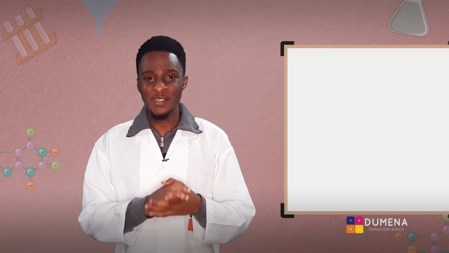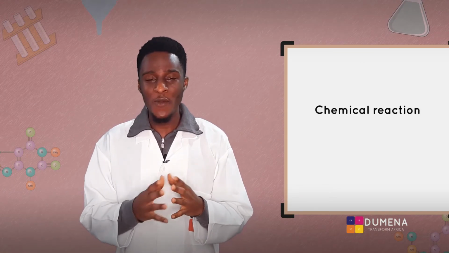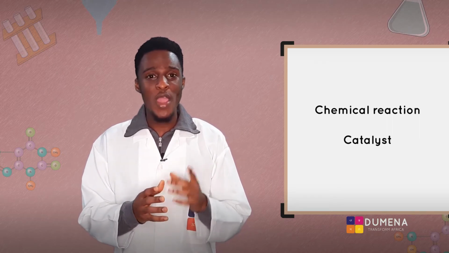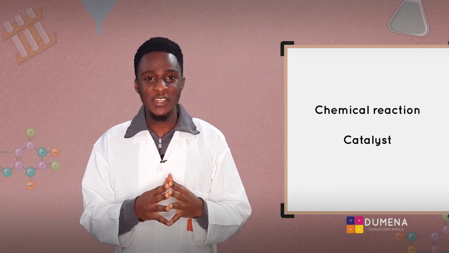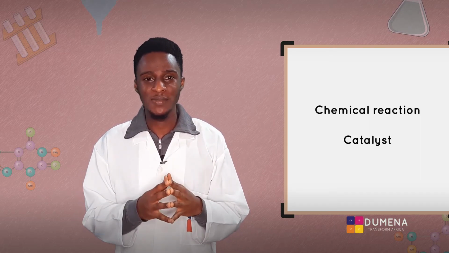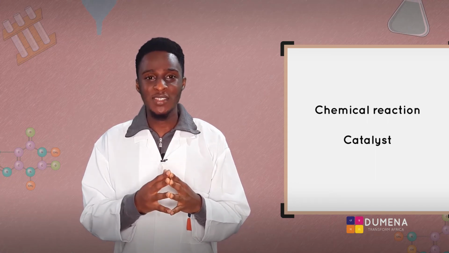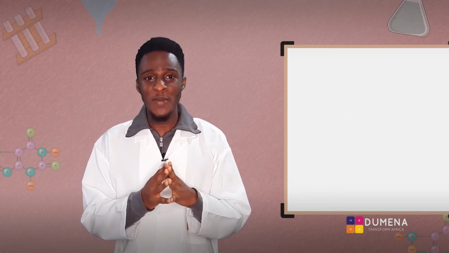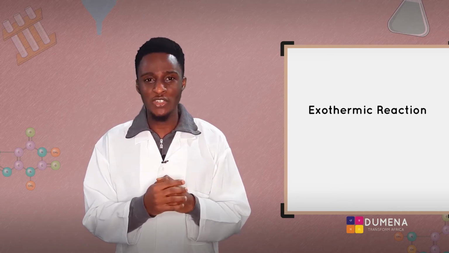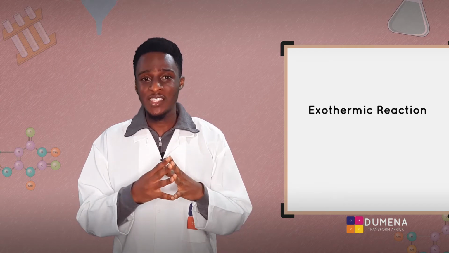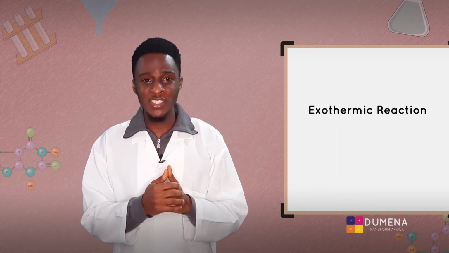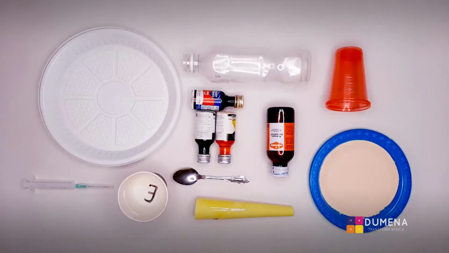Before we carry out this experiment, you should know the meaning of a chemical reaction and also a catalyst. A chemical reaction is a process where one or more substances are converted into one or more different substances. And a catalyst is a substance that is used to speed up the rate of a reaction. So the goal of this experiment is to illustrate an exothermic reaction. That is why in this class activity, you will be carrying out an elephant toothpaste experiment that will help you better understand this reaction.